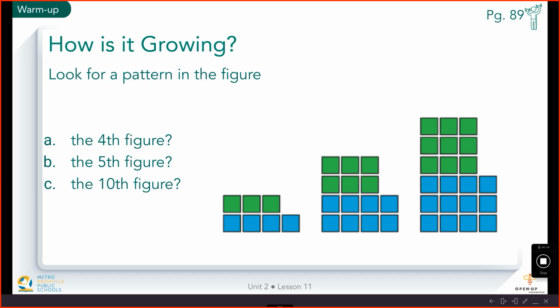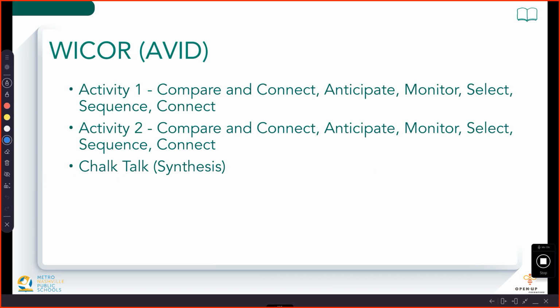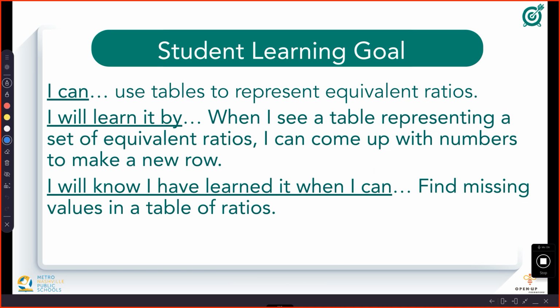All right, so today's lesson is going to be on changing double number lines into tables. So basically, I will be able to represent equivalent ratios using tables. I can see a table representing a set of equivalent ratios. I can come up with numbers to make a new row. That means I have a table and a blank row at the bottom.